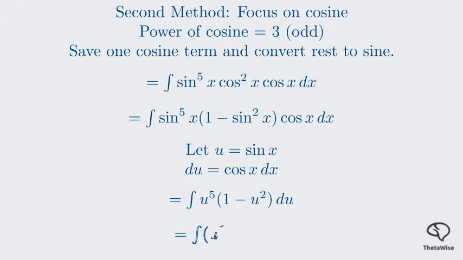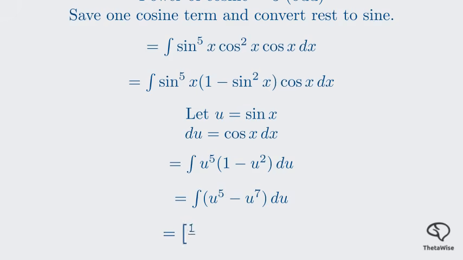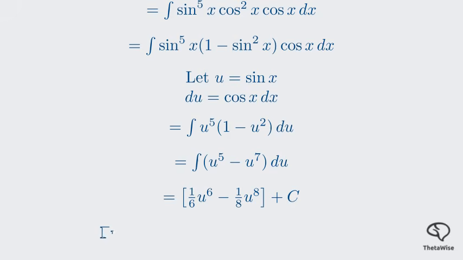We distribute the u to the 5th term into the parentheses. This is again a simple polynomial integral. Using the power rule, the integral is 1/6 u to the 6th minus 1/8 u to the 8th plus c. Finally, we substitute back for u. Substituting u equals sine x, we get our final answer, 1/6 sine to the 6th of x, minus 1/8 sine to the 8th of x plus c.